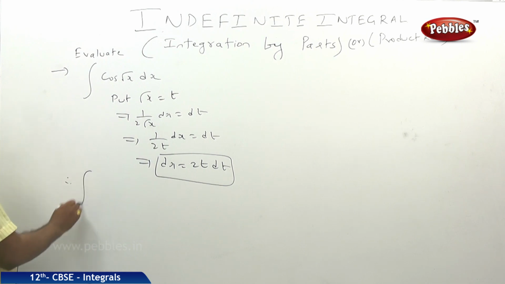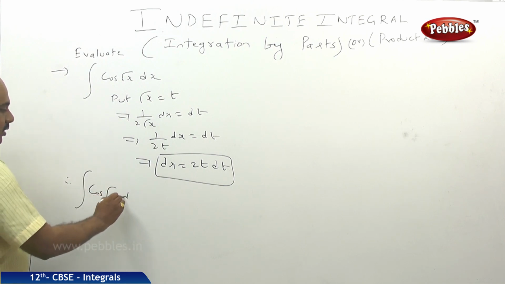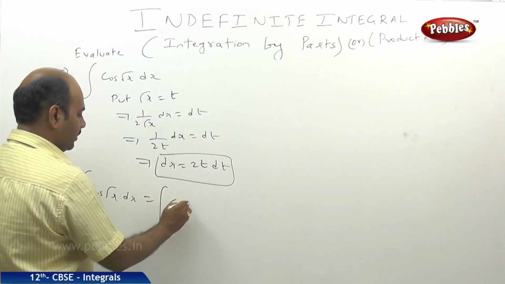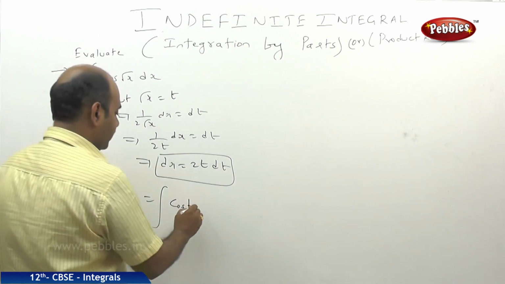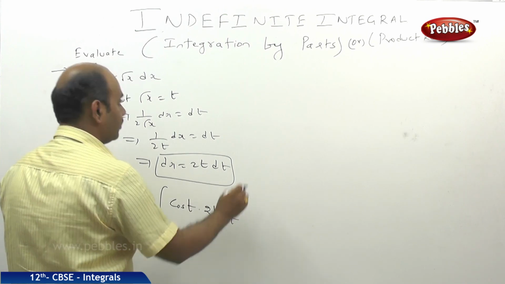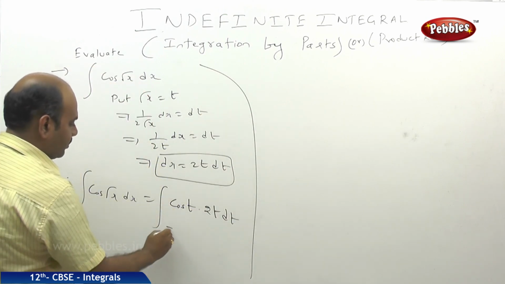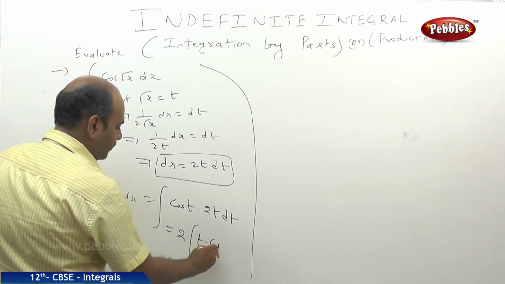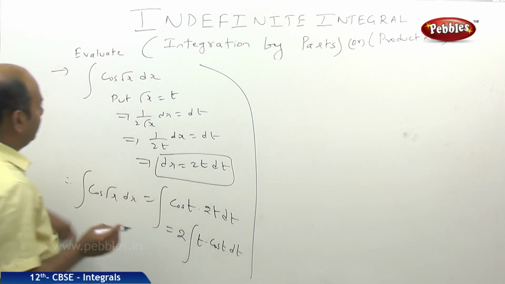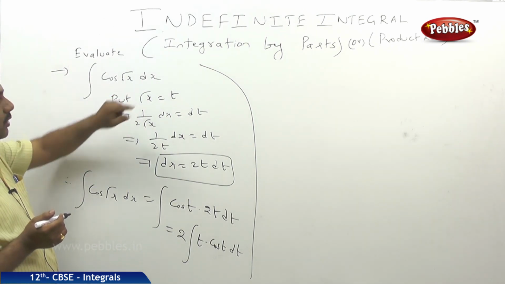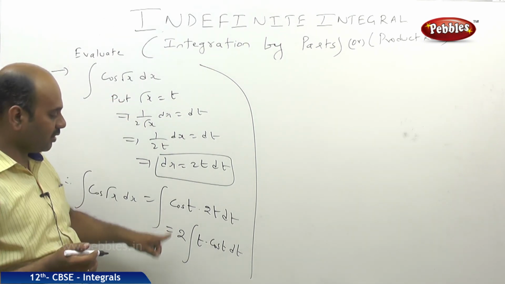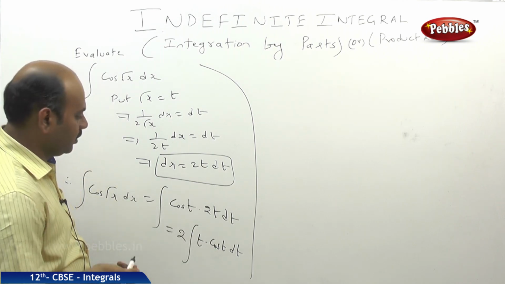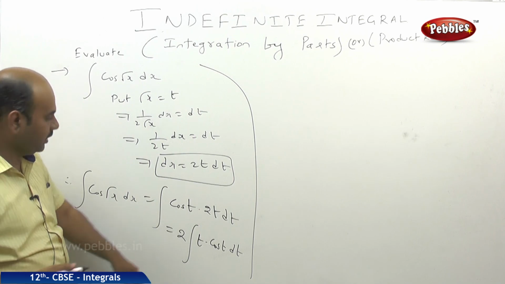Therefore finally our problem will turn down to this. Cos root x dx is equal to integral of, in place of root x I will write t, and in place of dx I will write 2t dt. So finally this has turned down to integral of 2 into t into cos t dt. That means evaluating integral of cos of root x dx is the same as evaluating 2 into integral of t into cos t dt. So again here the same rule we need to apply. What is that rule?